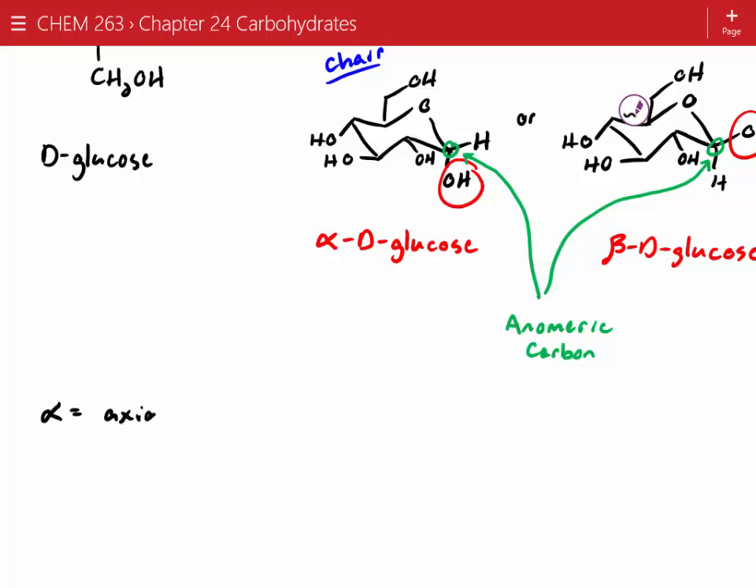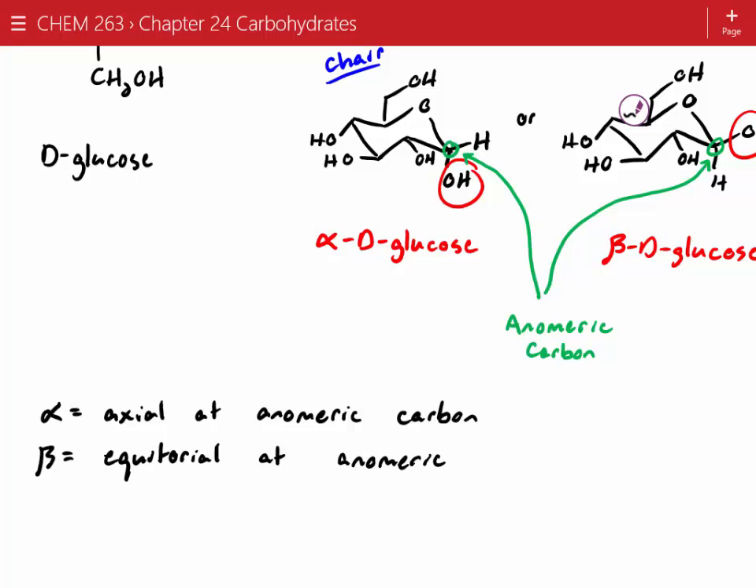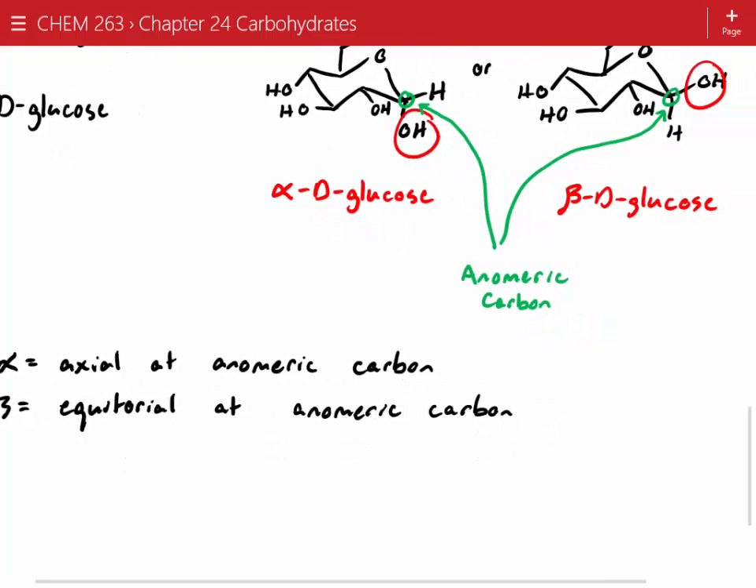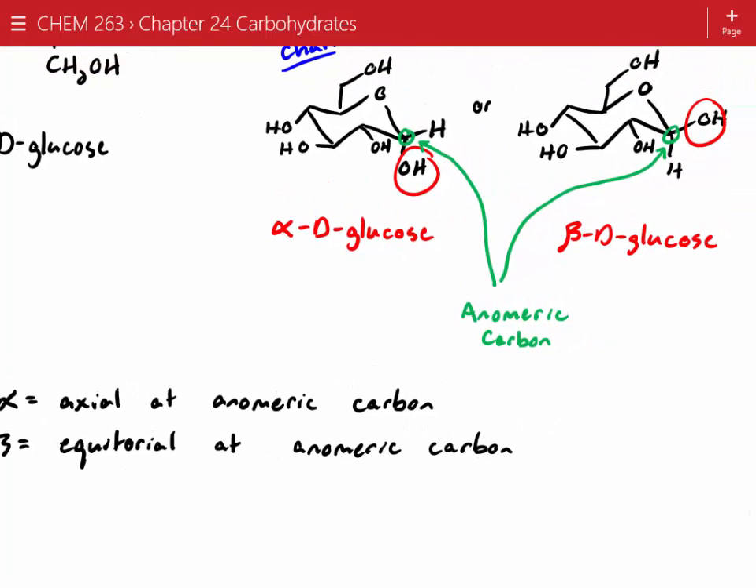Alpha equals axial at the anomeric carbon. Beta equals equatorial at the anomeric carbon. And then the difference between these is only one stereocenter, and so what we call this is epimers.